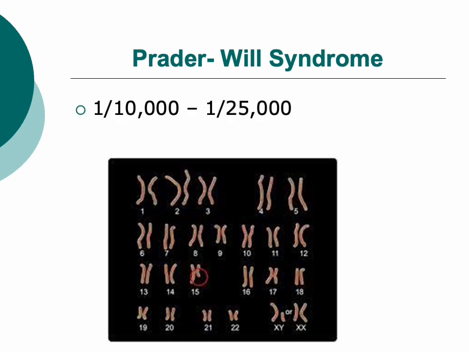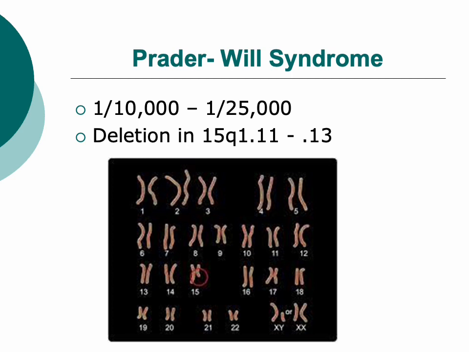Prader-Willi Syndrome occurs in around 1 in 10,000 to 25,000 individuals. This is due to a deletion in the long arm of chromosome number 15. Okay, you have a deletion in the long arm of chromosome number 15, as you can see here.